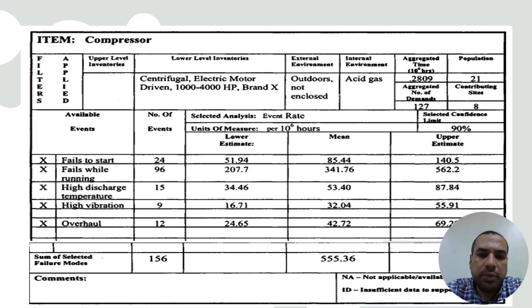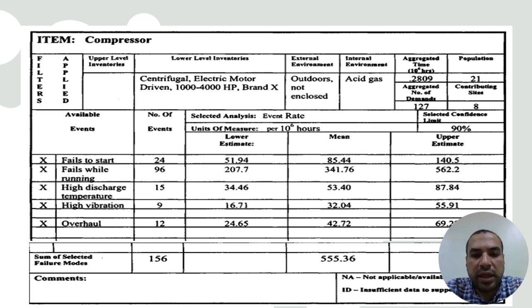The next one is the selected analysis. In this case, it is event rate. We take the event rate to estimate the reliability metrics for this compressor, which shows the frequency of failures. The unit of measurement is 1 million hours, and as you know, the greater the study time, the better the result. This means that the failure rate is calculated per 1 million hours of compressor operation.